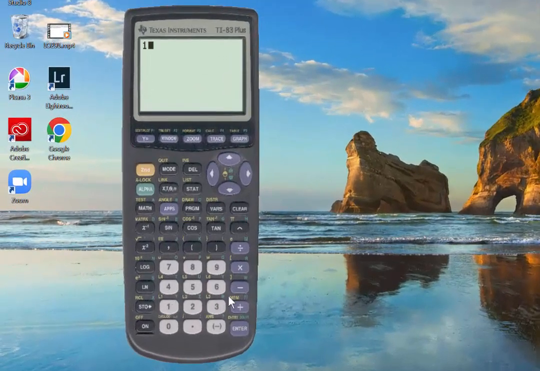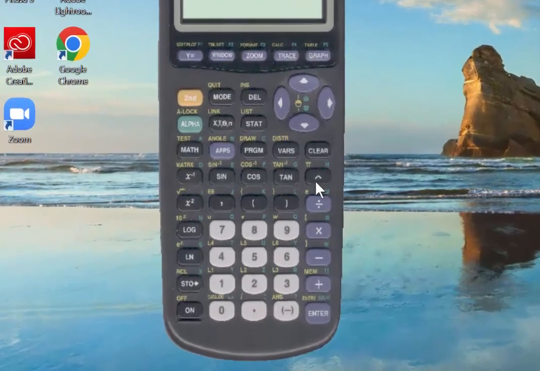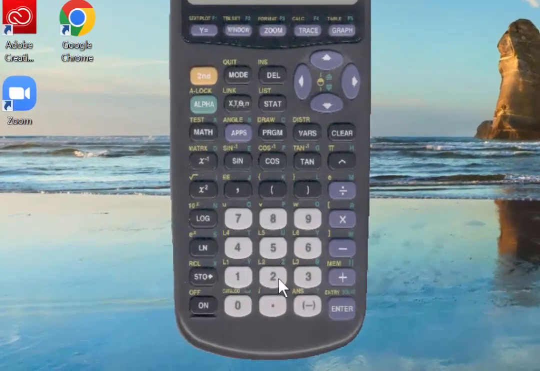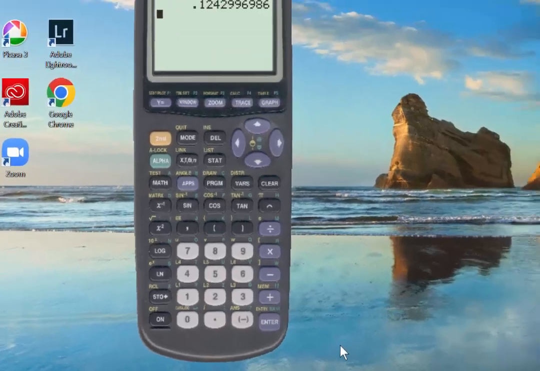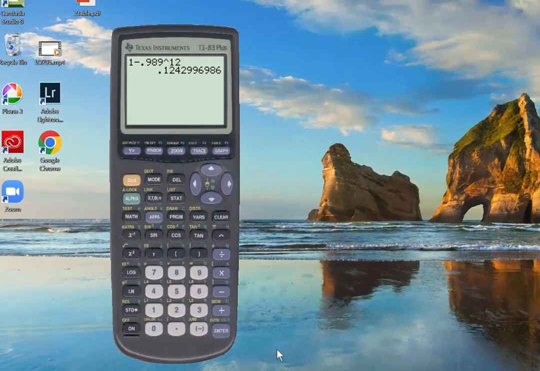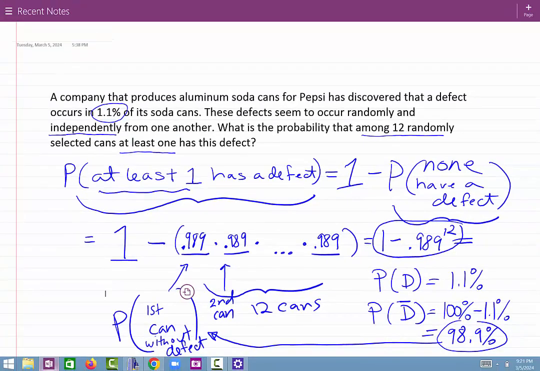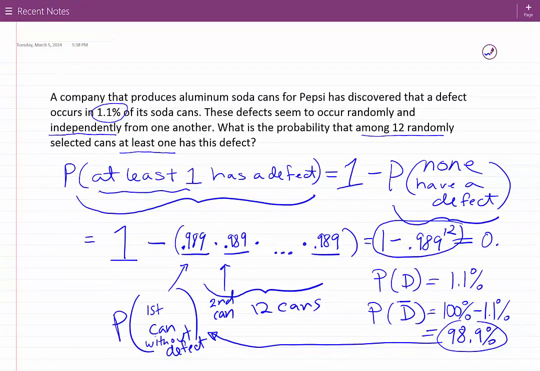All right, so we're going to do 1 minus 0.989 raised to the 12th power. And when we're done with that, we get our solution. To 3 decimal places, or 3 significant digits, it's 0.124. So 0.124. And that's it.